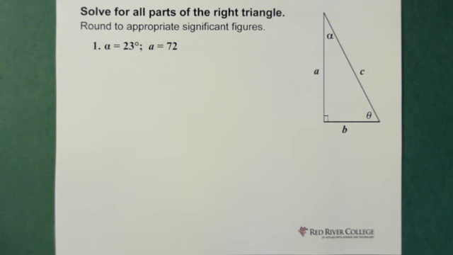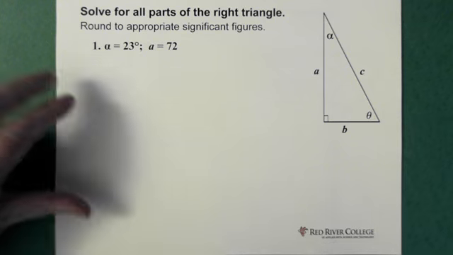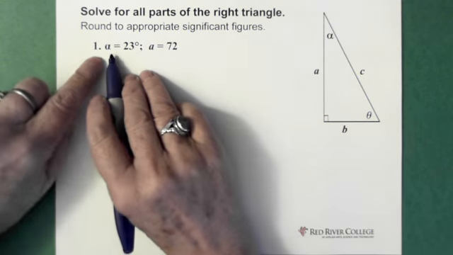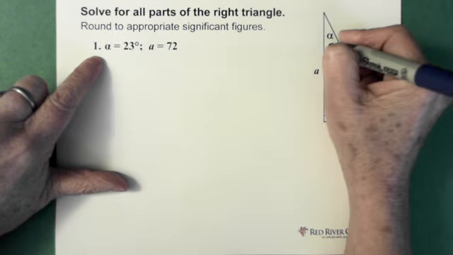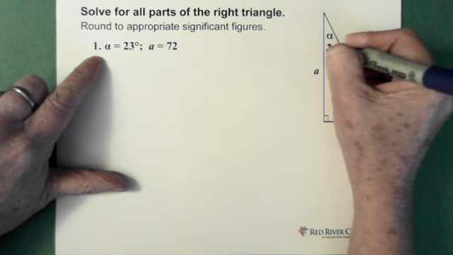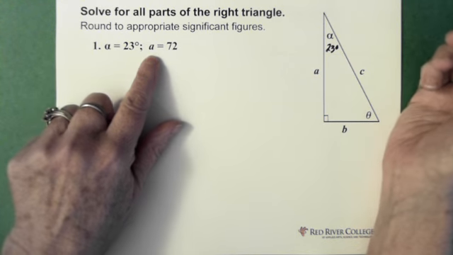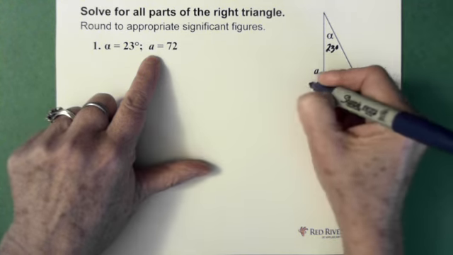Okay, so here we have a right angle triangle. We're told that the angle alpha is 23 degrees, so that's what we have right here, is 23 degrees, and side A is 72.